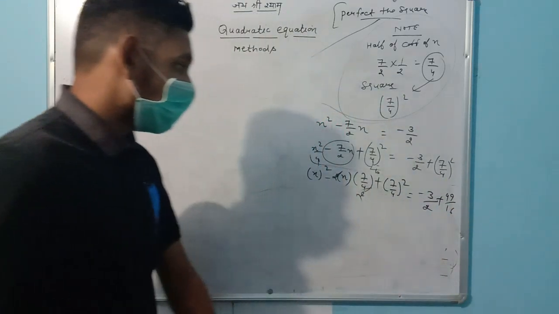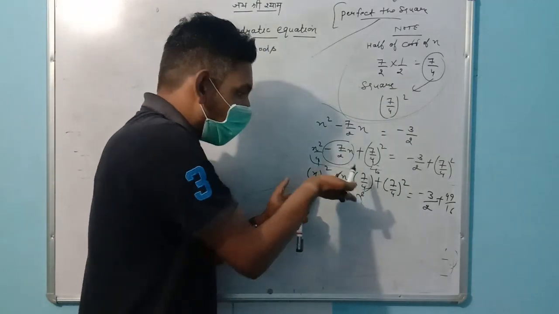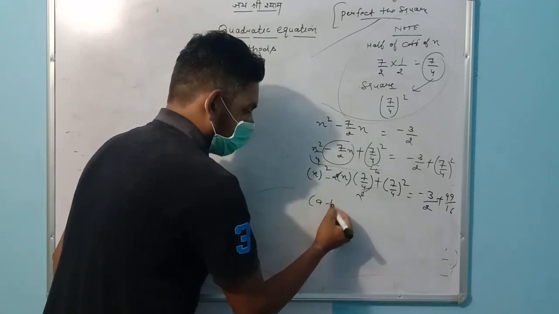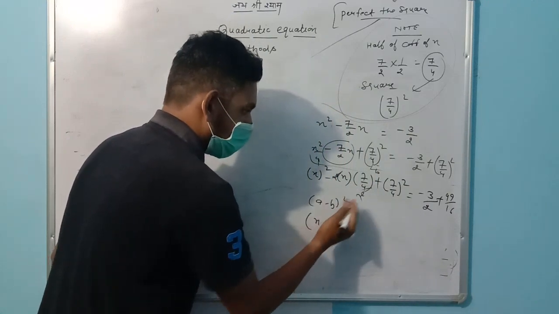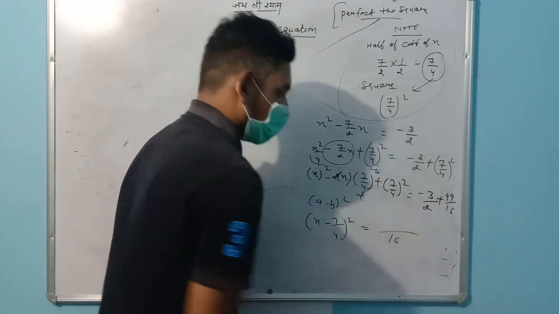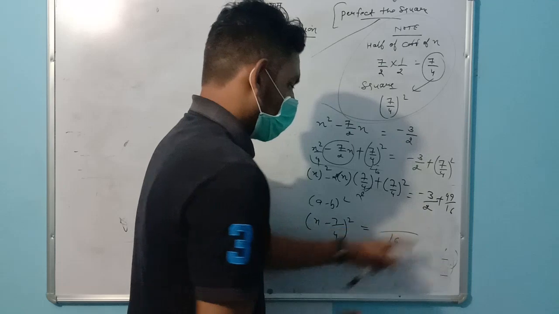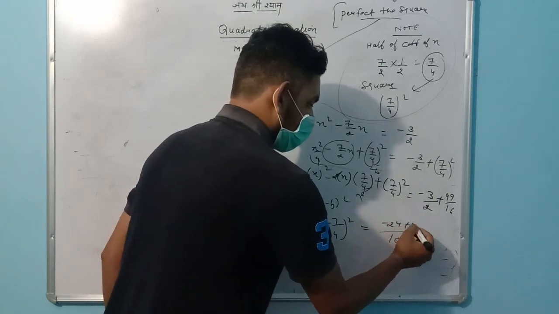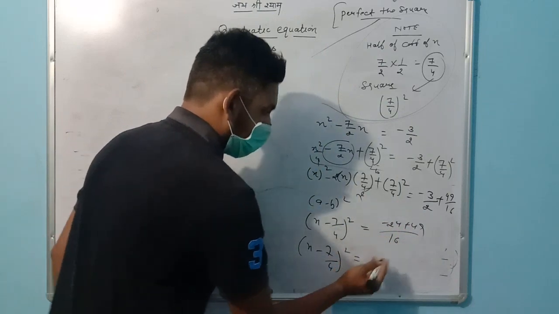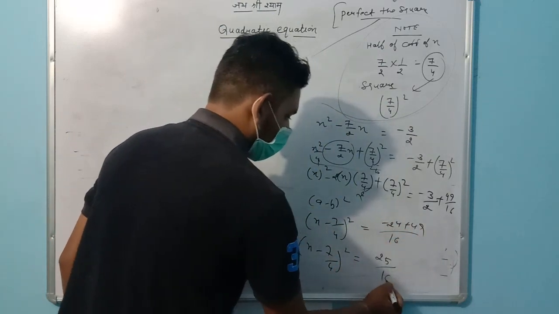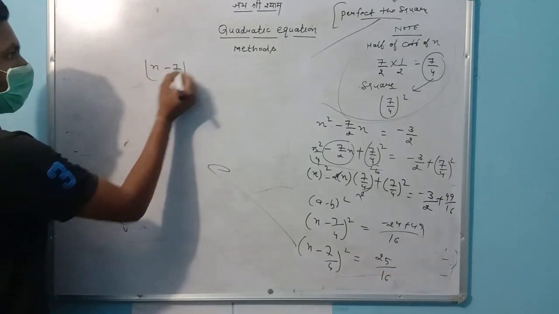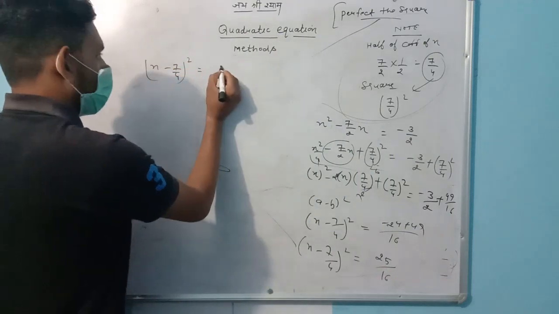Okay, students, this is the expansion of (a minus b) whole square. Then we change it to standard form: (a minus b) whole square, where a is x and b is 7 upon 4, whole square. Then we take the LCM on this side: 16 divided by 2 and add gives 24 minus 24 plus 49. So (x minus 7 upon 4) whole square is equal to 25 upon 16. Students, yes, (x minus 7 upon 4) whole square is equal to 25 upon 16.